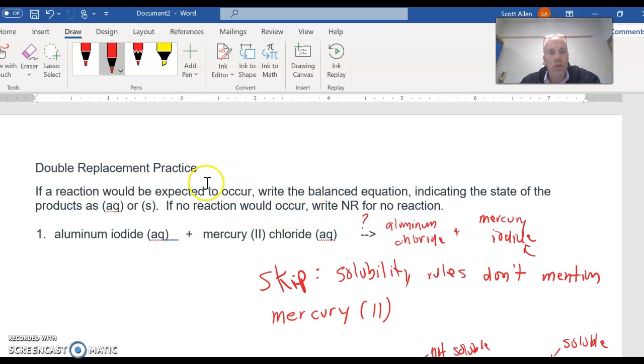Hey, I just really quickly wanted to go over the solutions to the double replacement problems that were posted on Canvas. The first one I'm going to go ahead and have you skip. There was no mention in the solubility rules about mercury 2 compounds, so you're free to skip that one.